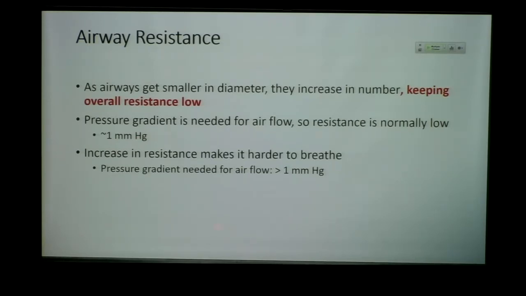So if we had a gradient of anything less than 1 millimeter of mercury, that would basically cancel out our pressure gradient and we would not have any flow. So our gradient must always be greater than that small amount of resistance that's present.